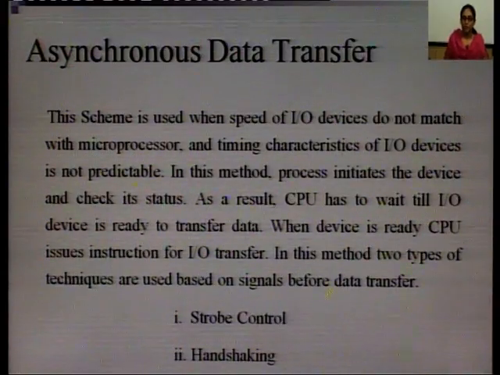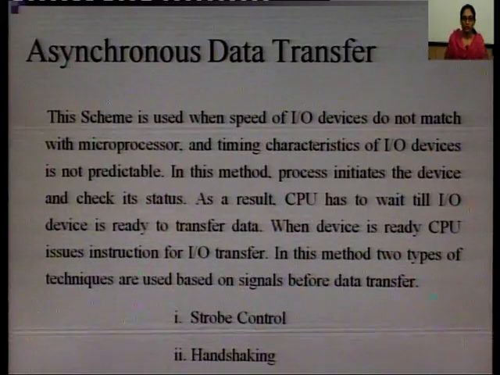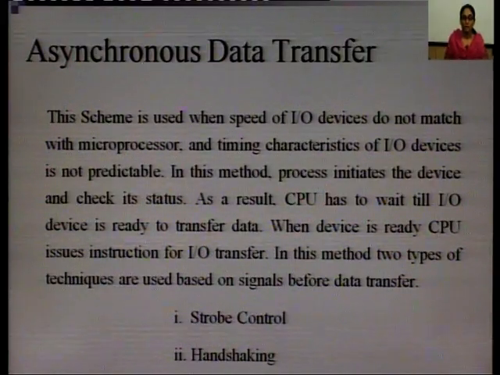Next topic is asynchronous data transfer. As we know, there are two types of data transfer: synchronous and asynchronous. Synchronous means the two units, that is source and destination, are synchronized by a common clock pulse. But in the case of asynchronous, the two units are not synchronized by a common clock. They have their own private clocks. This scheme is used when the speed of input output devices does not match the microprocessor and the timing characteristics of input output devices are not predictable.